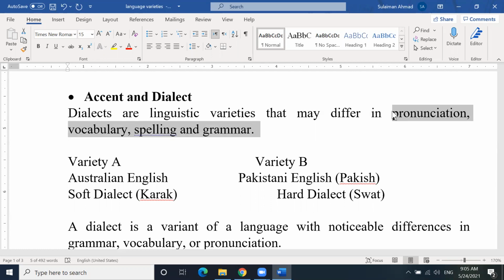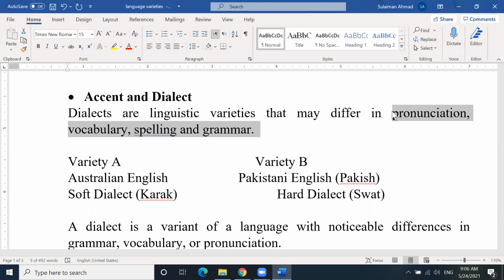Sometimes people say, I really like your accent, right? So by accent, we mean the pronunciation only. Let's suppose if I say, I really like the accent of Sir Gulzar Saab, the accent of English used by Sir Gulzar Saab, right?